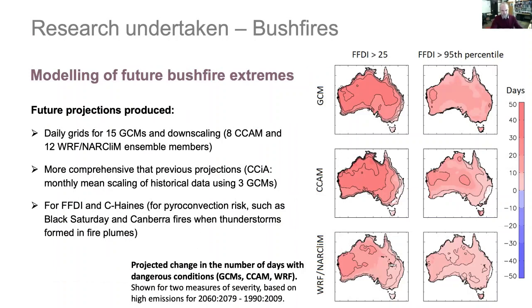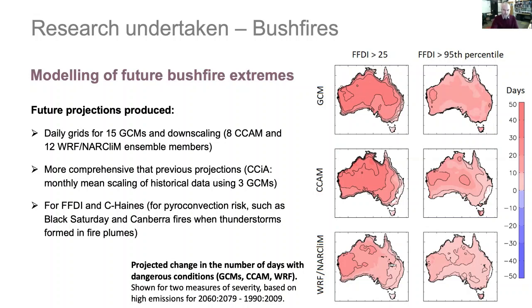Projections of future changes in fire weather were produced, and these projections are based on daily data from 15 global climate models combined with downscaling for 8 CCAM and 12 WRF-NARCLIM ensemble members. This is more comprehensive than what was previously available. An example is the Climate Change in Australia projections, which used 3 GCMs for bushfires and just applied the monthly mean scaling to historical FFDI data.